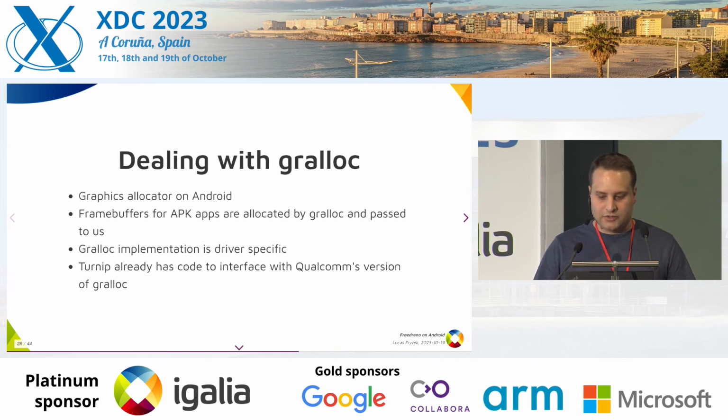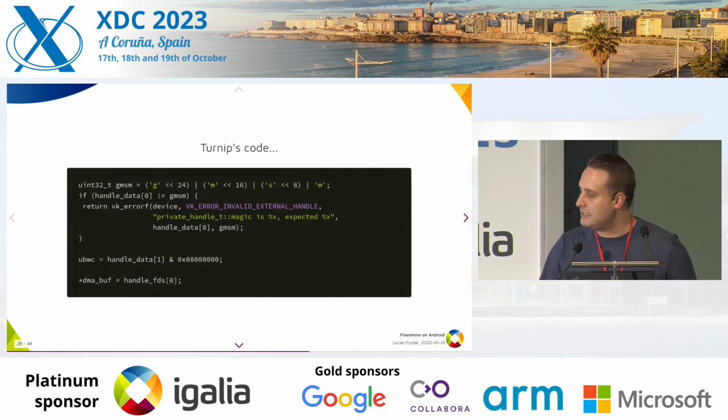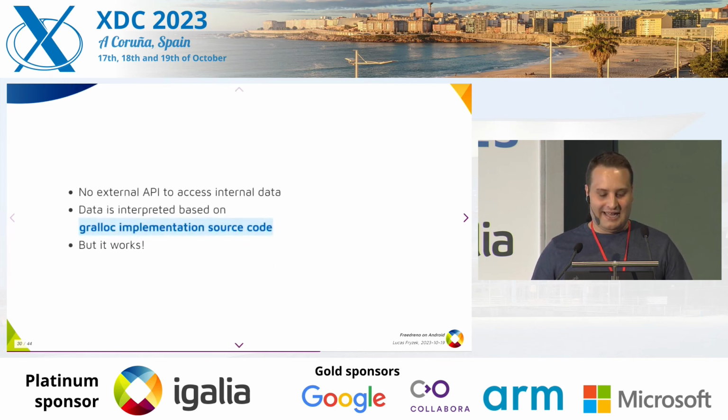But you go and you look at Turnip's code, and it looks like this. I don't know how obvious it is here, but if you look right there on the second line, that's not what I would call an API. You're just looking at an array of ints, and it's not documented what they're doing. There's some magic numbers there about handle data, like what exactly does that mean? And then you quickly find out that there's no externally accessible API to access internal data on per device implementations of Gralloc. So it's not really meant to be general.